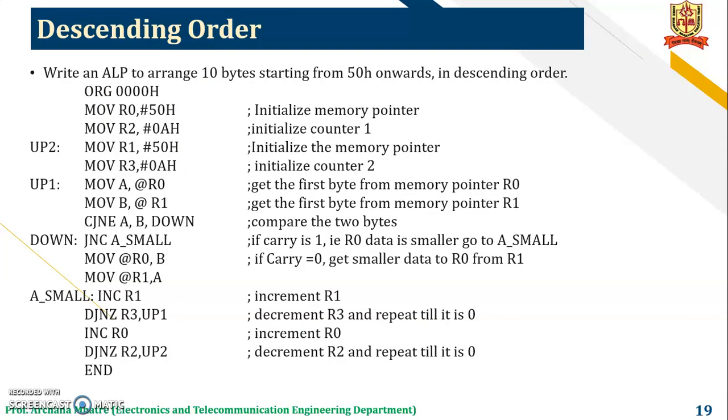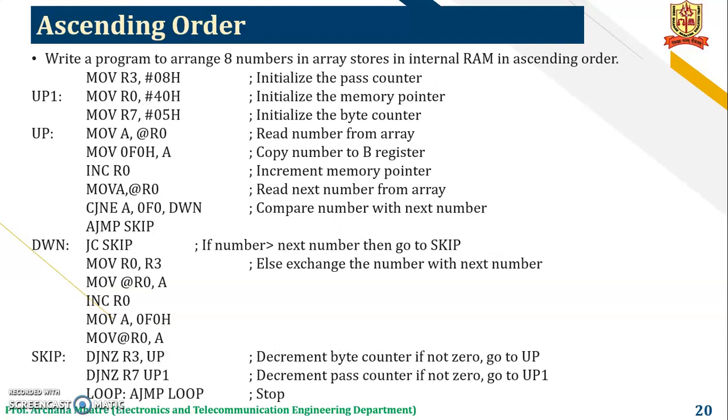Now next is descending order. Here is a program to arrange 10 bytes starting from memory location 50H onwards in descending order. For descending order, we first initialize the memory pointer, then two counters are required. Initialize the first counter and the second counter, and there are two memory locations. By using these instructions, we arrange the 10 numbers in descending order. Now next program is to arrange the numbers in ascending order. It is the same as descending order.